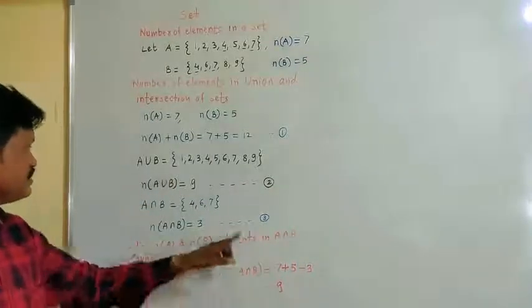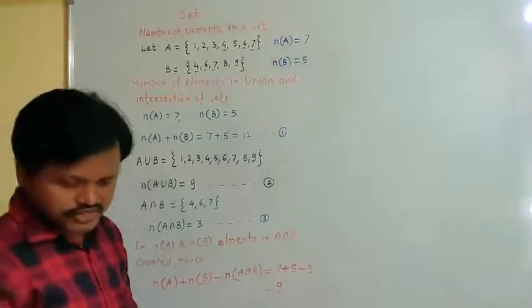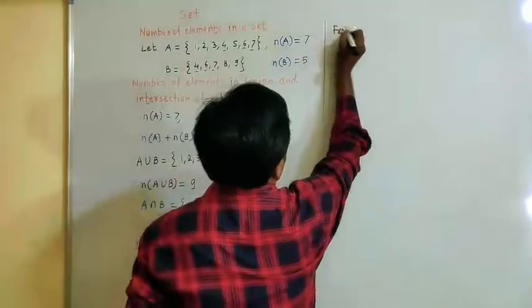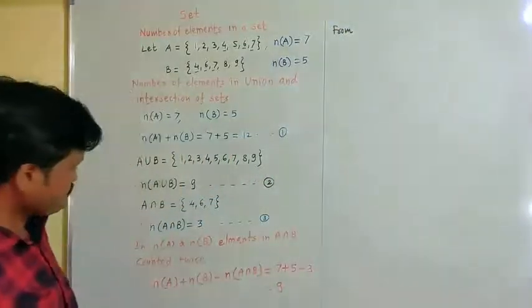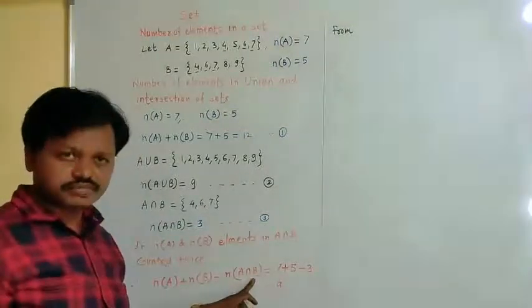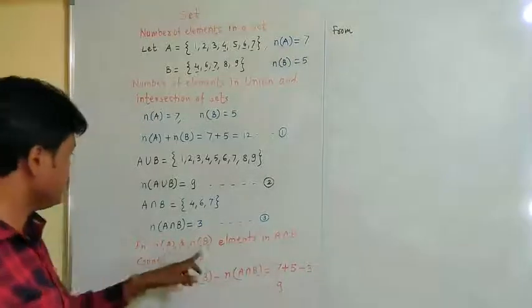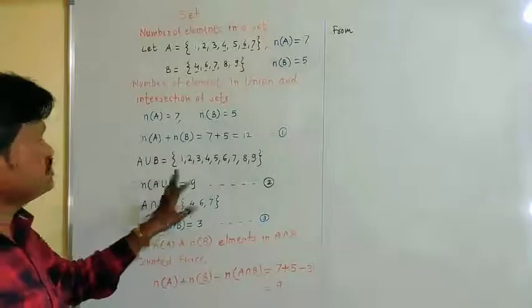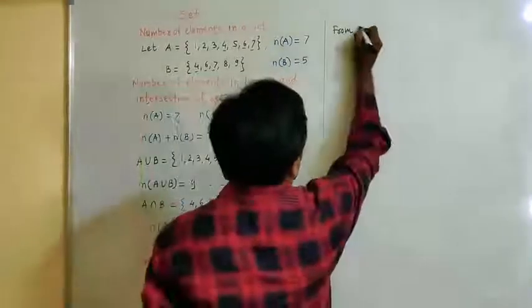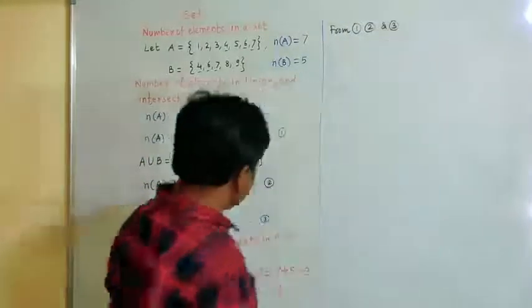Now what about n of A union B? From the statement, n of A plus n of B minus n of A intersection B is equal to 7 plus 5 minus 3, which is equal to 9. And this 9 means n of A union B is equal to 9. So from 1, 2 and 3, what do you get here?